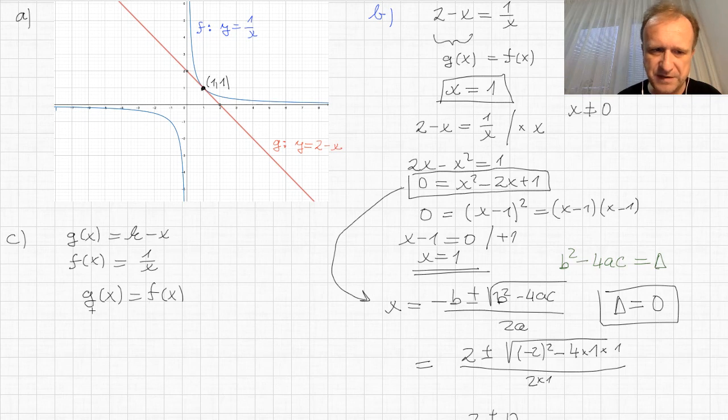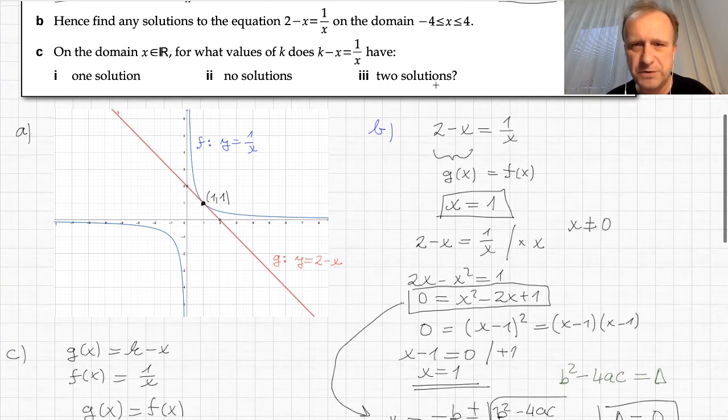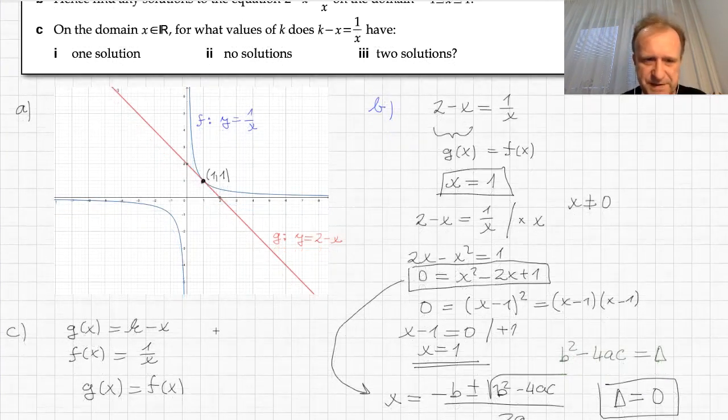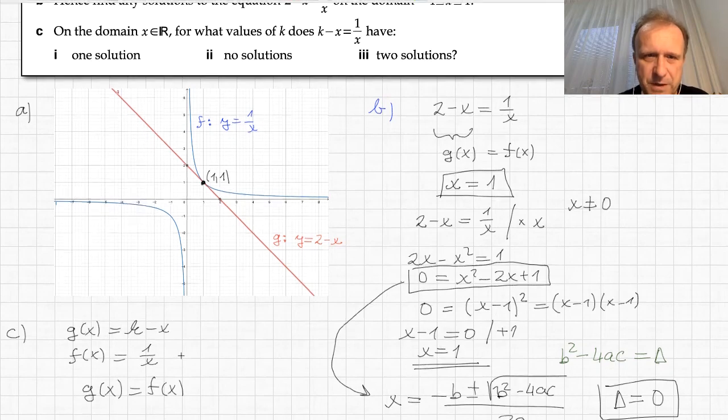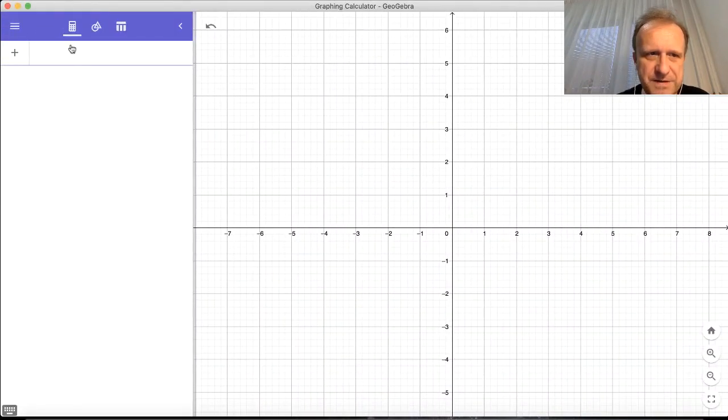We have to intersect the graphs and see for which values of k there is one intersection, which would represent one solution, there are two intersections, which would represent two solutions, or there are no intersections at all, which would represent the situation that there are no solutions. Okay, so to solve this using the graphical method, let me go back to GeoGebra and start anew.